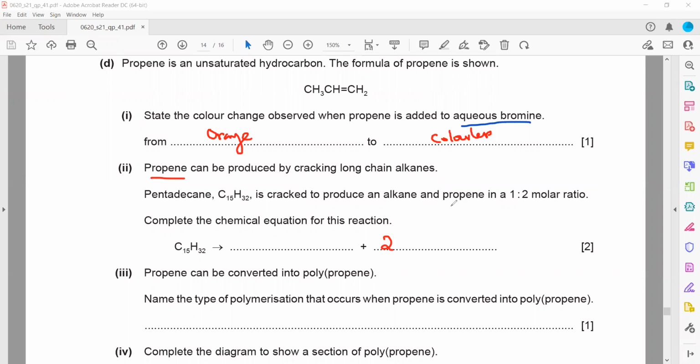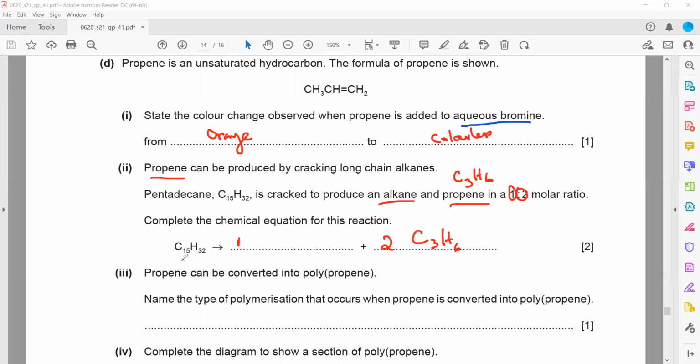So if it produced 2 propene and 1 alkane, propene, prop means 3 carbons, so C3H6 should be there. And the ratio between them is 1:2. Like if it produced 1 alkane, it produced 2 propene molecules. So it will be C3H6, and how many molecules are produced? 2. So what will be the formula of the alkane here?